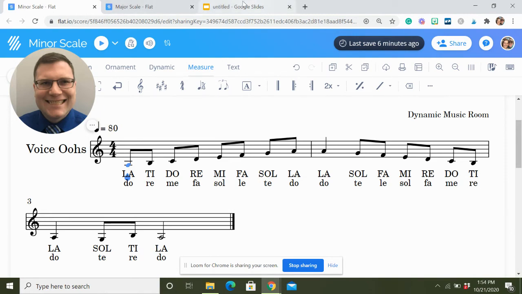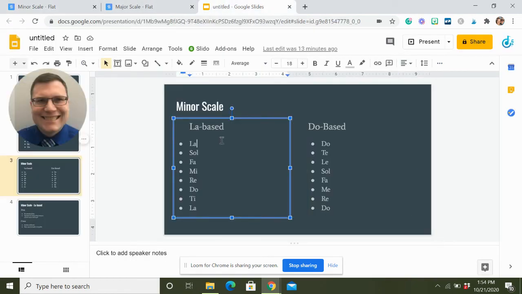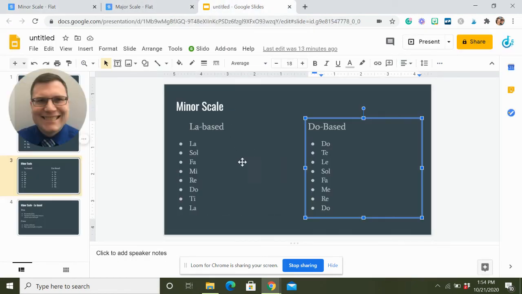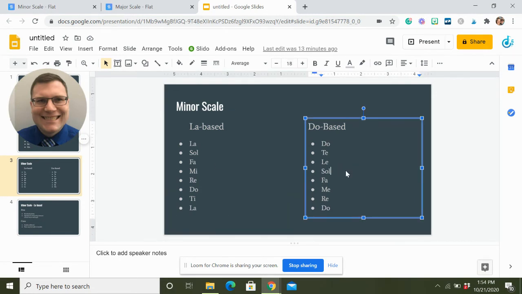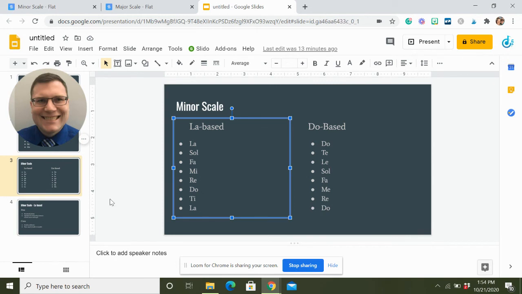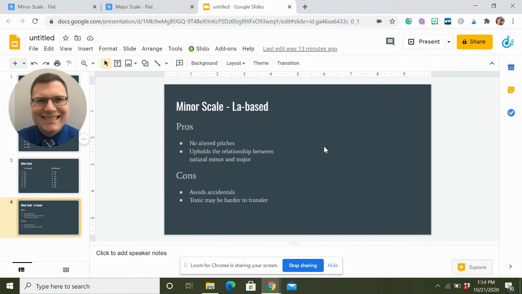But that's the idea. So when you're wondering about minor and solfege, you really have two ways of doing it. You have la-based minor and do-based minor. And both work fine as long as you're consistent. I think that the la-based minor is usually the best, in my opinion. So, pros, you don't have to alter any pitches.